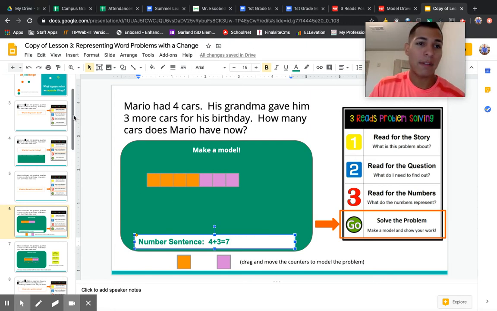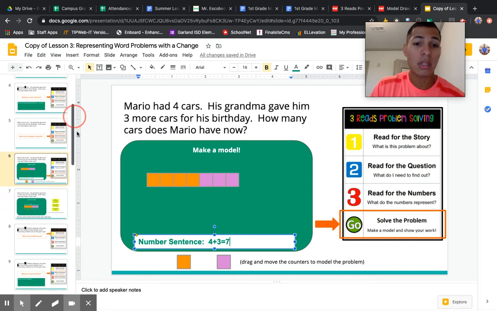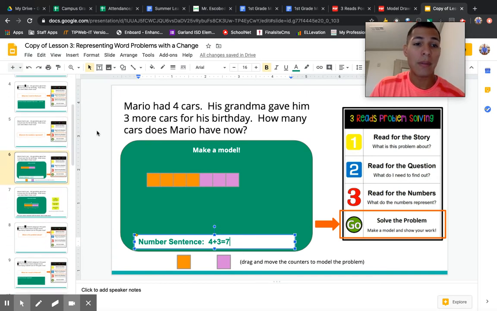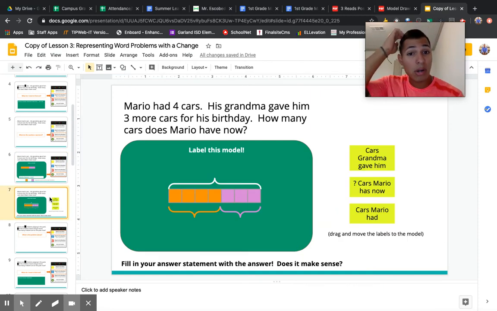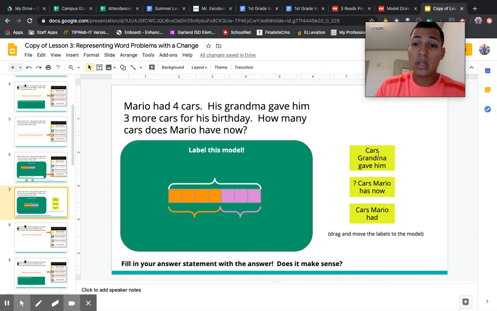So I feel like we helped solve our problem a little bit. Now we just have to put it in our final statement, right? How many cars does Mario have now? So we're going to use our cards right here that I made to determine how to finish up this model. Let's read them. We have to place them in the correct spot to finish labeling our model.